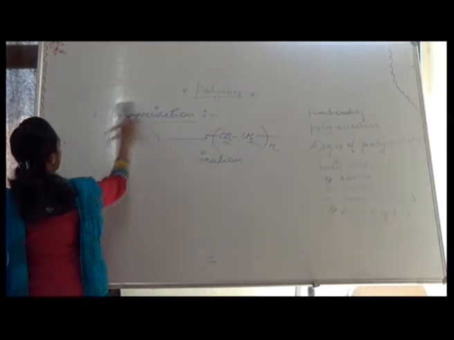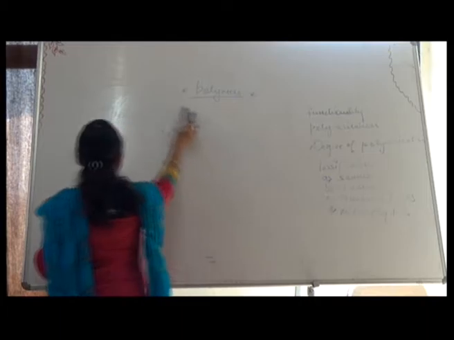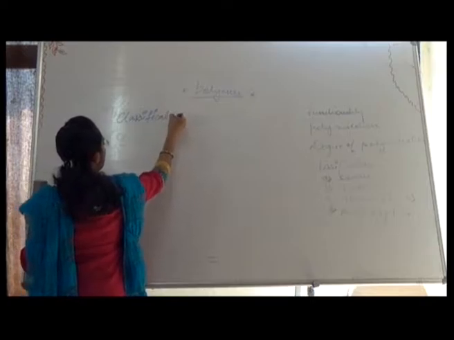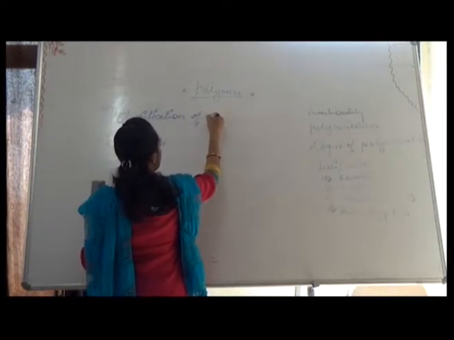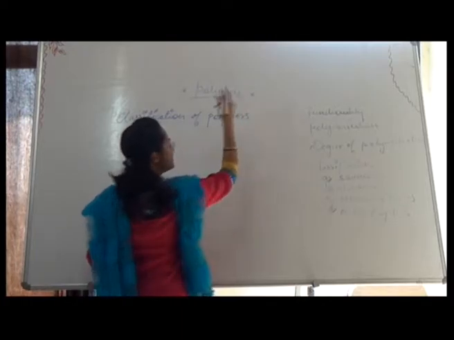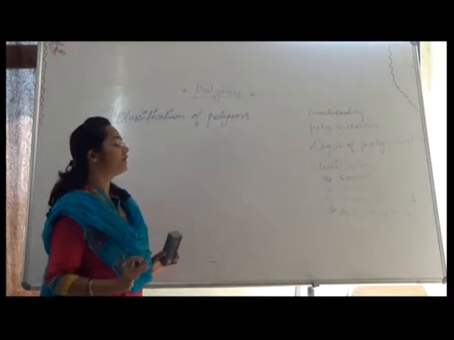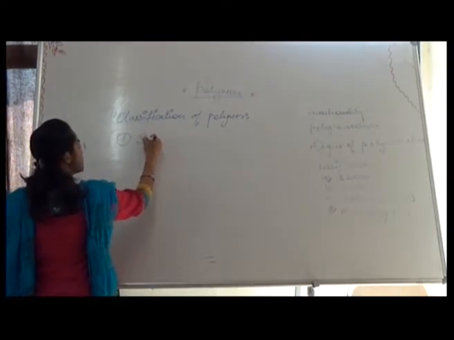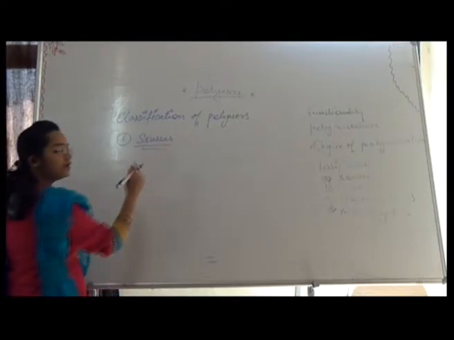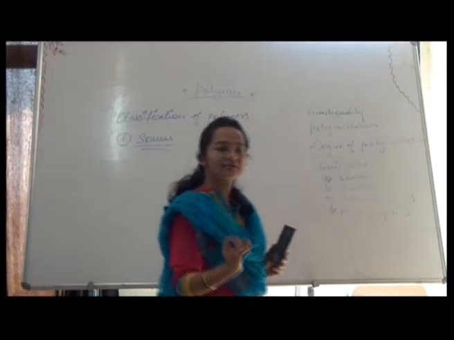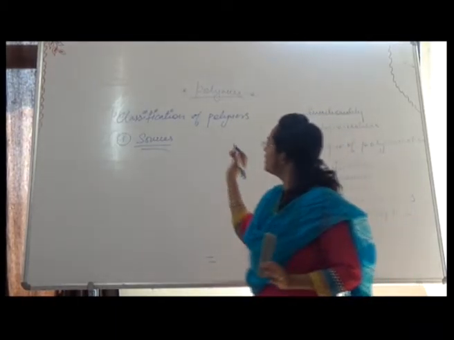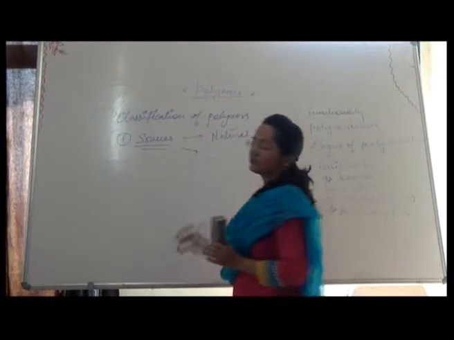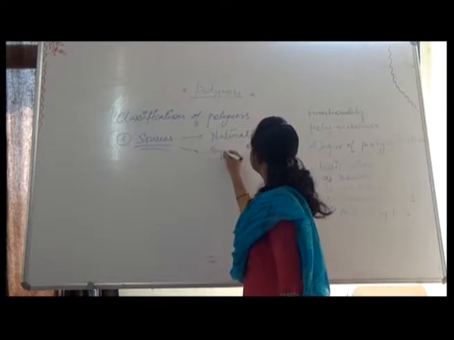The next point that we are going to see is classification. This is again a very important point, classification of polymers, because as we know, the polymers can be classified in different ways. So, the four different ways that we are going to see are, the first classification is sources, that is availability of sources. So, the polymers can be classified on the basis of sources. The first source, quite obvious, is natural source. And the second one is synthetic.